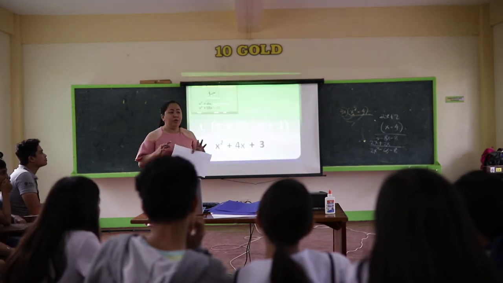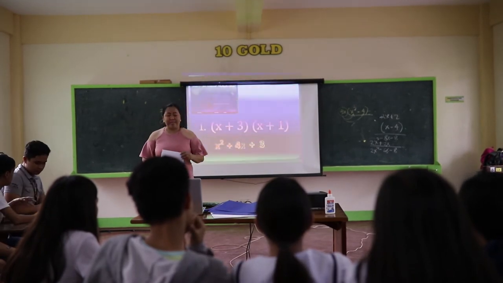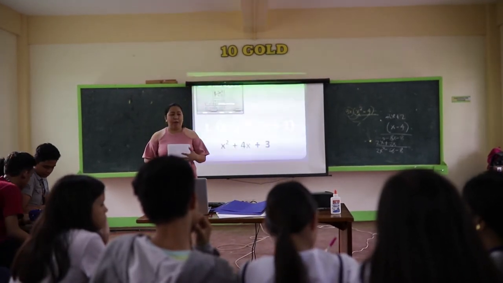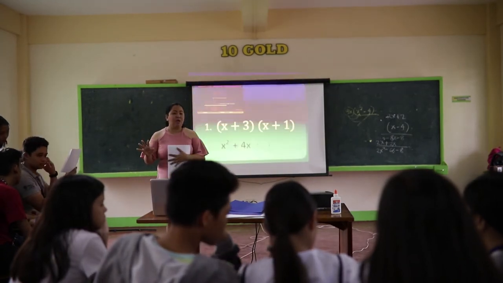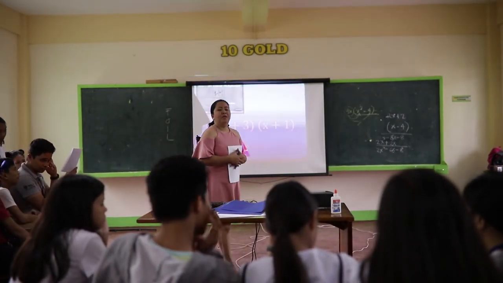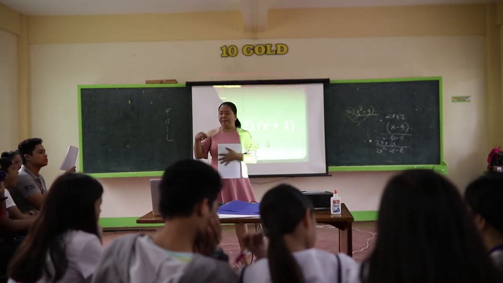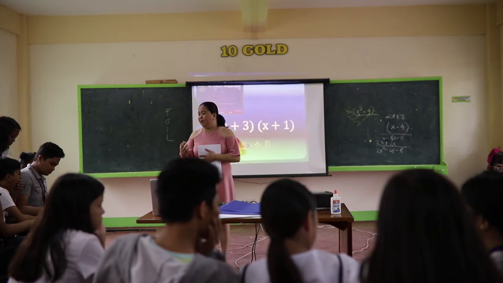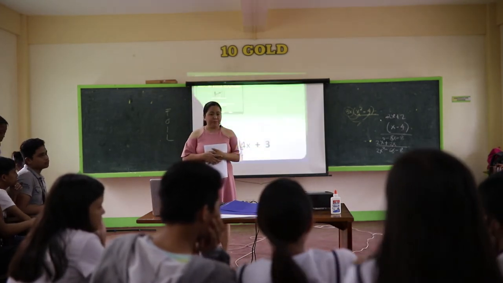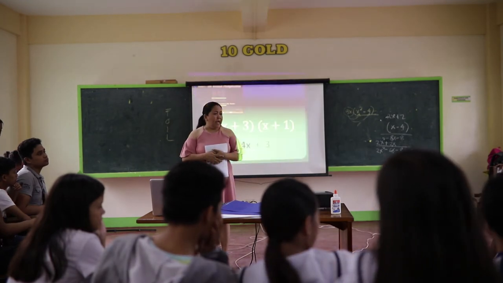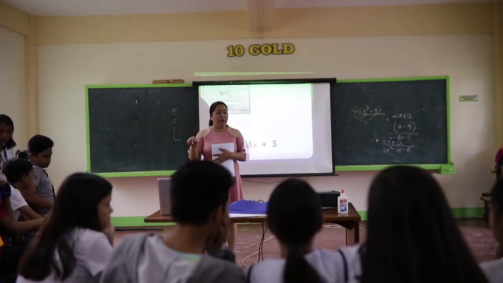according to the I do, we do, you do. Now I'd like you to take your task cards. The orange one on top is the I do part. You can see there that I already answered it with a lot of writings and explanations. So that's the I do part. And then flip it. Next is the blue card. You are going to answer a given using the blue card or the model that you have.